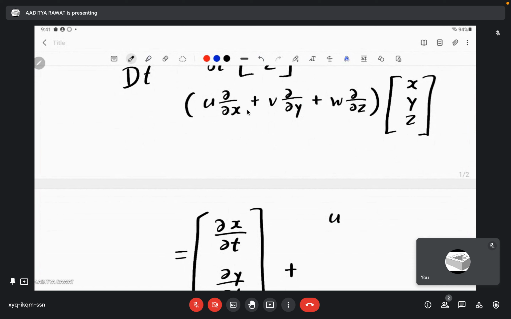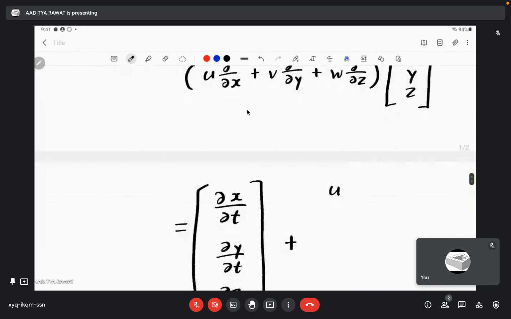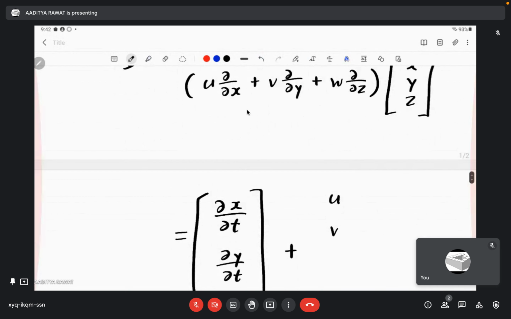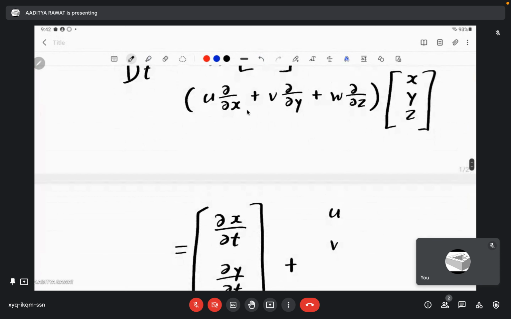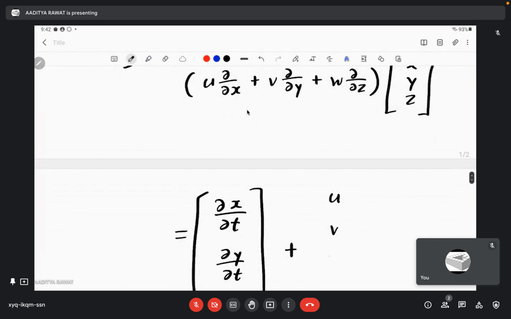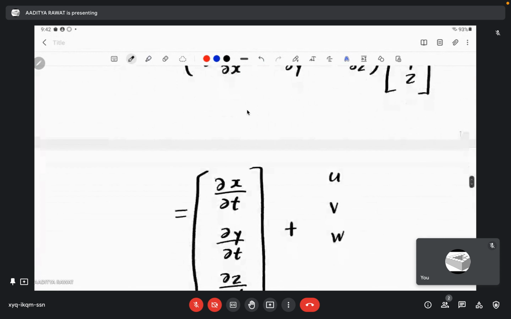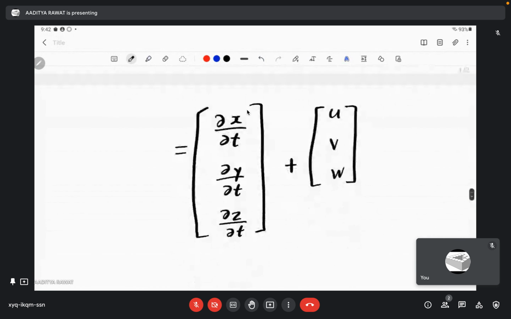Similarly in the second coordinate you have u del y by del x. Del y by del x is again 0. v del y by del y. Now del y by del y is simply 1, so we have v. And w del y by del z, del y by del z is 0, so we simply have v. And in the third coordinate, we have w in a similar way, because del z by del x is 0 and del z by del y is 0. So here we have a very interesting result. u, v, w, this is nothing but v.